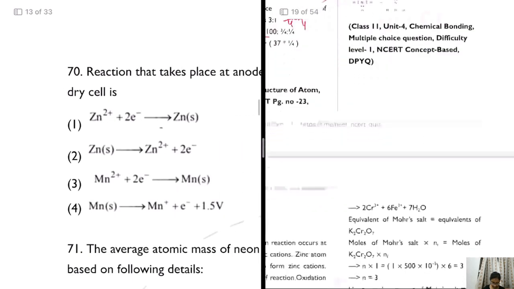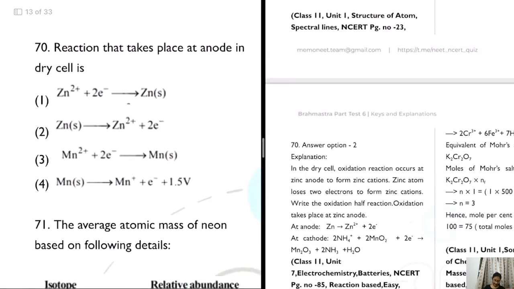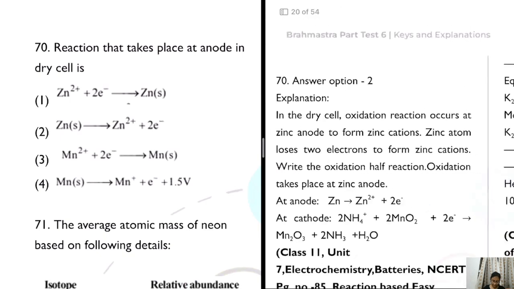Now, let's see the next question. It is given: what reaction takes place at the anode in a dry cell? See what happens in a dry cell. Oxidation occurs at the zinc anode to form zinc cations. So zinc will lose two electrons and form Zn2+. Okay, so the oxidation half reaction would be this.